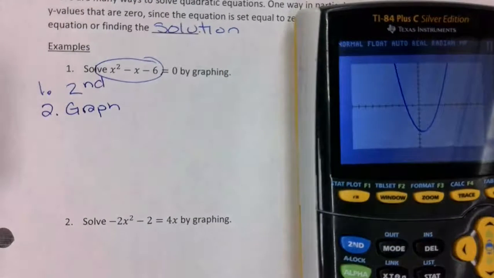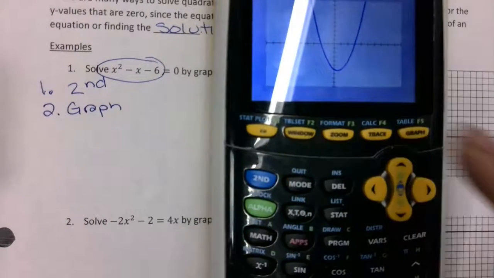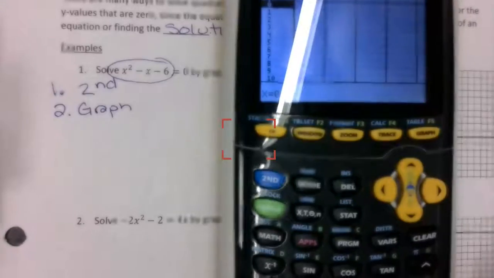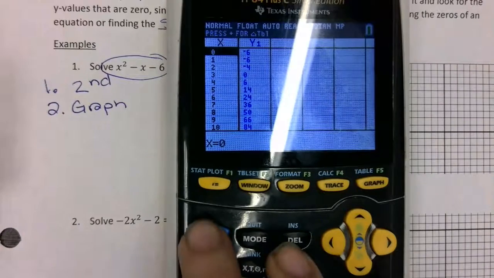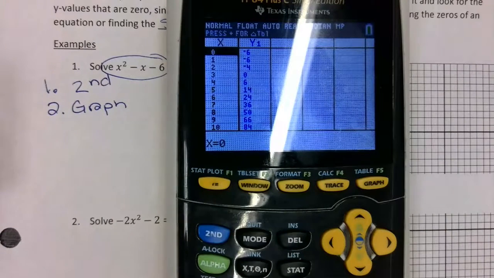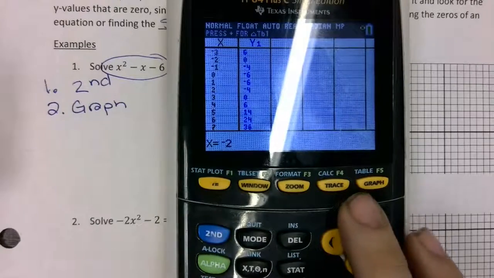Okay, so now I need to actually know my values that this graph is going through. So I am going to press second and graph. If I press the blue second and then the graph button, it gives me a table of values. Remember, when I was looking at this graph on the paper, it was on both the left and right sides.